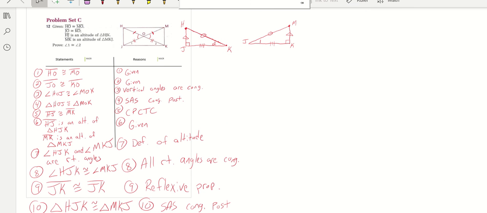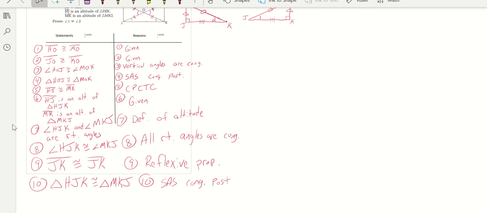Again, you could have also used side, side, side to show that HK is congruent to MJ. If you did that, you needed to use the addition property to show that HK and MJ are congruent, and then you wouldn't have used the given information in statement number 6, and that is totally okay. But if you went that route, that's the way it should have worked. You would have left out the bit about the right angles being congruent and all that.